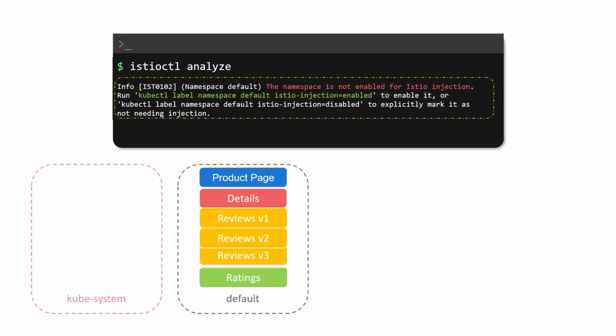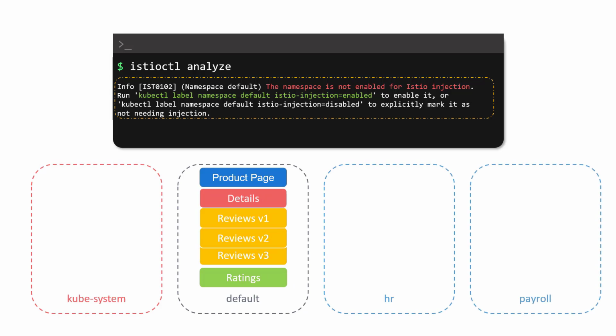You might have multiple namespaces on your Kubernetes cluster. Kube-system being the namespace where all the core applications run, and the default being the default namespace where applications are deployed when no namespace is specifically given, as it is in our case. There may be other applications running in other namespaces, such as HR or payroll, etc.